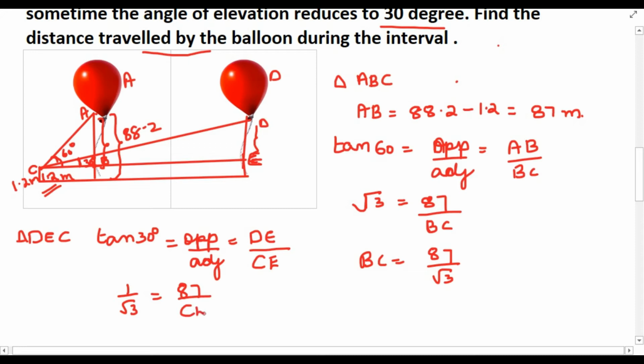CE we don't know, we'll write CE only. Therefore CE is equal to 87 root 3. So we got BC, now we got CE. But we have to find out the distance travelled by the balloon from A to D. And the distance travelled by the balloon from A to D is BE. So how will you find out BE?